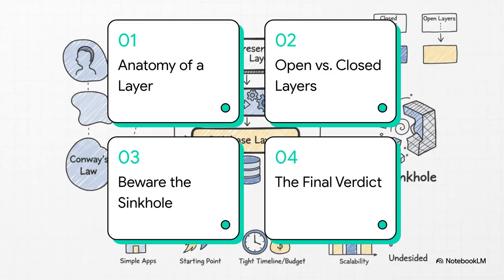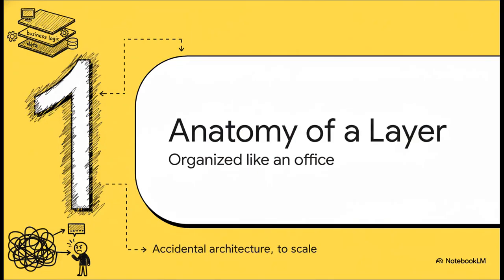All right, so here's what we're going to cover. We'll start with the accidental architecture, then dive into the anatomy of a layer. After that, we'll talk about open versus closed layers, a super important concept. Then we'll look out for the dreaded sinkhole, and finally, we'll give you the final verdict. Okay, let's get into it.